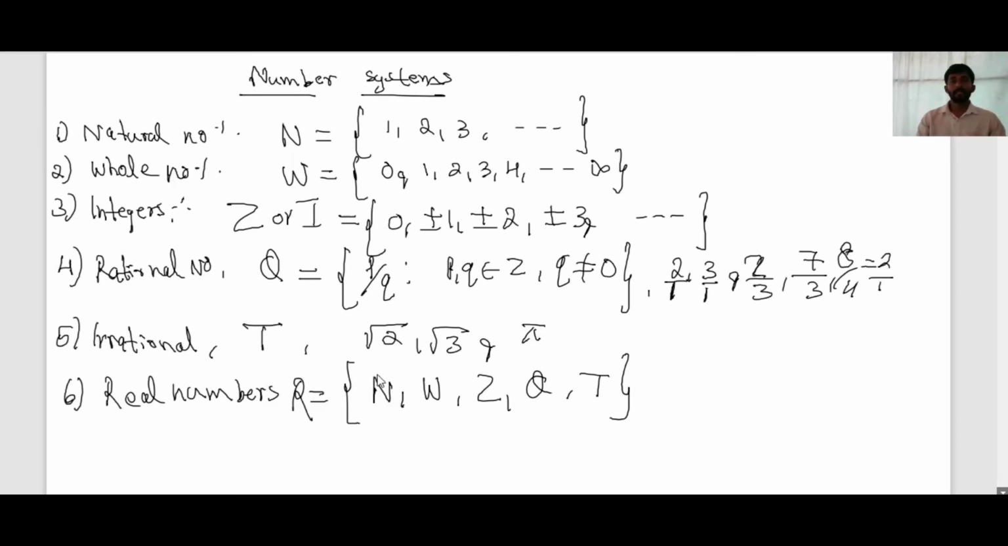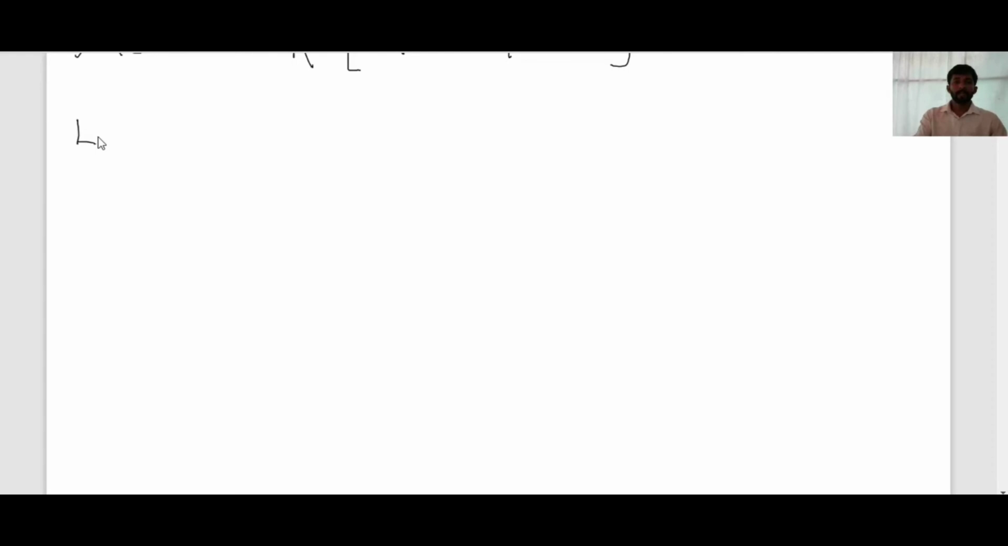We'll study that in the number theory chapter. Okay, next, LCM and HCF. For example, I'm taking numbers 2 and 4. How to calculate LCM for 2 and 4?